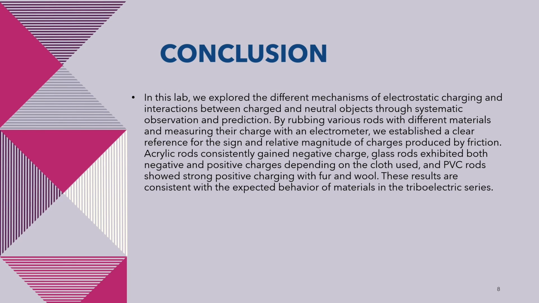We explored electrostatic charging and interactions between charged and neutral objects through systematic observation and prediction. By rubbing various rods with different materials and measuring their charge with the electrometer, we established a clear reference for the sign and relative magnitude of charges produced by friction. Acrylic rods consistently gain negative charge. Glass rods exhibit both negative and positive charge depending on the cloth used, and PVC rods show strong positive charging with fur and wool. These results are consistent with the expected behavior of materials in the triboelectric series.